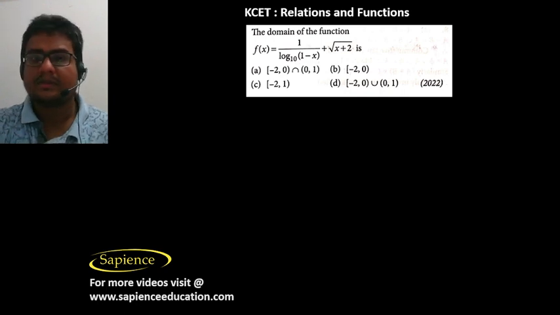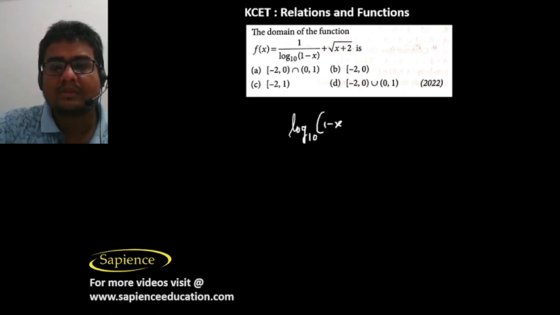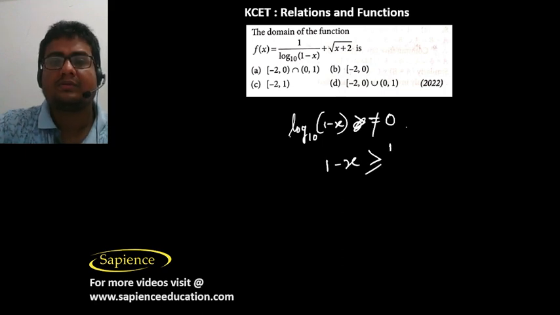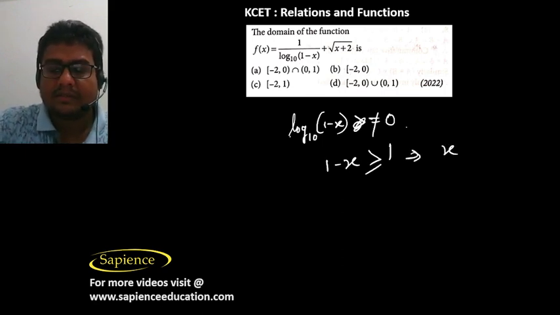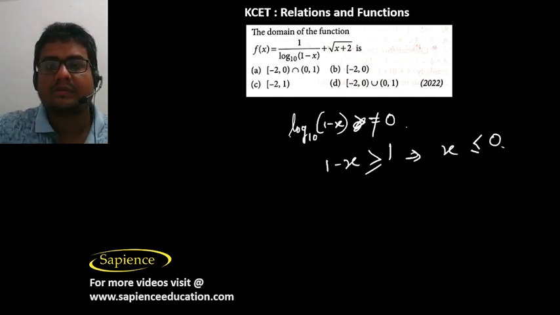Then here it is told to find the domain of this function. So here log base 10 of 1 minus x is there, which should not be equal to 0. Now it means that 1 minus x should not be equal to 1. So x should be less than or equal to 0, but 0 we cannot take.